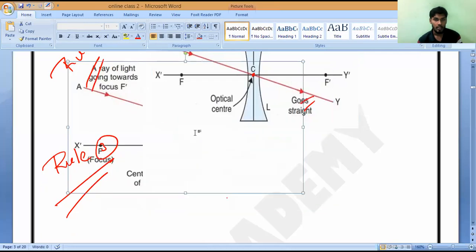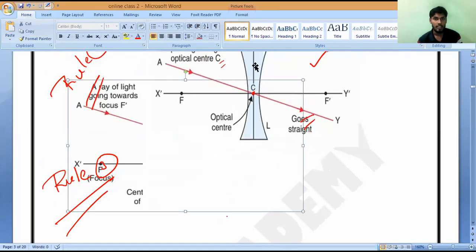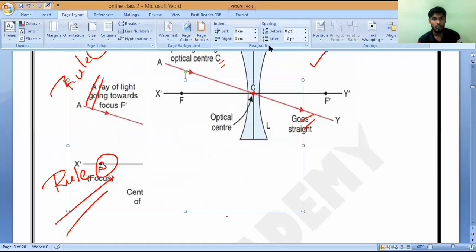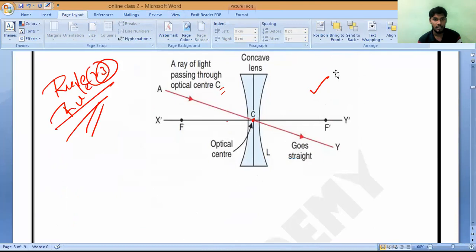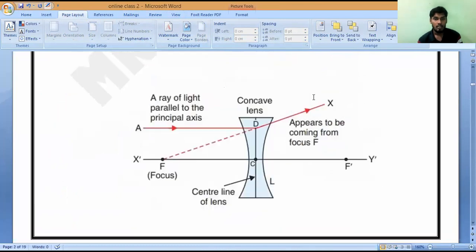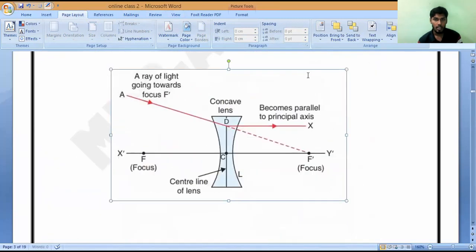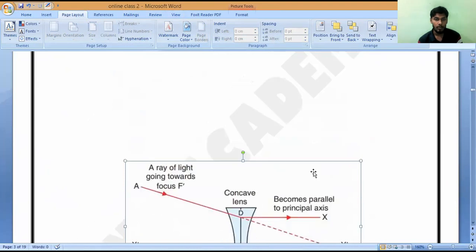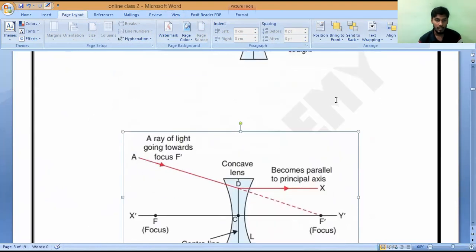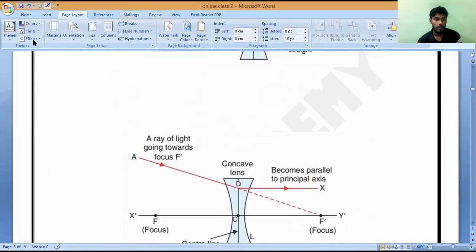So that is what we can say. When you are inserting the incident ray which is parallel to the principal axis, it will feel that it is going through the focus. Now the same thing, if you observe, if you insert the incident ray in such a way... So this is what is happening. Rule number 1 you can observe, and this is rule number 3. Opposite to rule number 1.